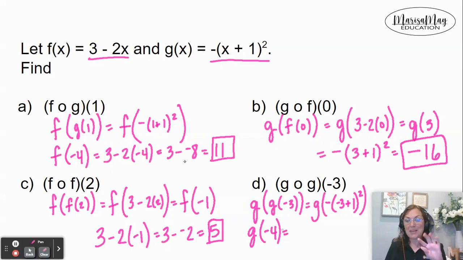Then I'm going to do the same thing, this time replacing the x with a negative 4. So I've got negative 4 plus 1 to the second. Think through it with me. Negative 4 plus 1 is negative 3. Negative 3 to the second is 9. And then we put a negative on it, gives me negative 9.